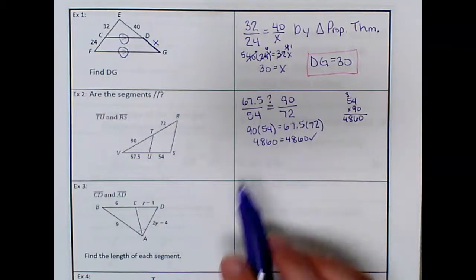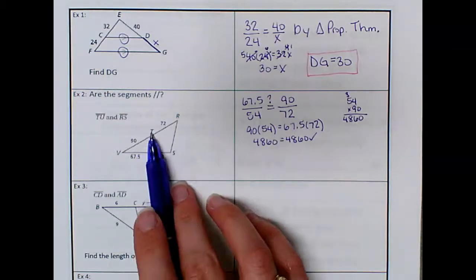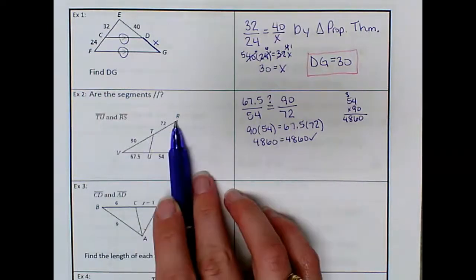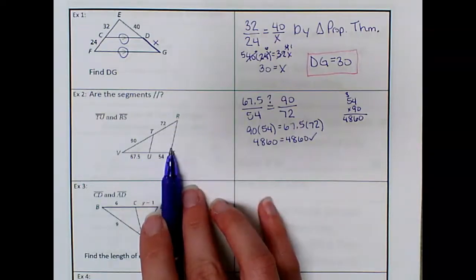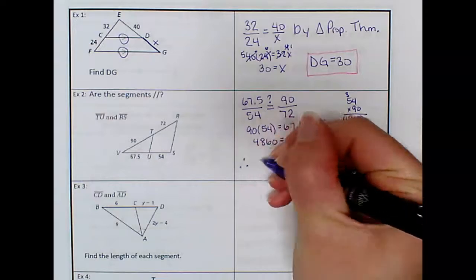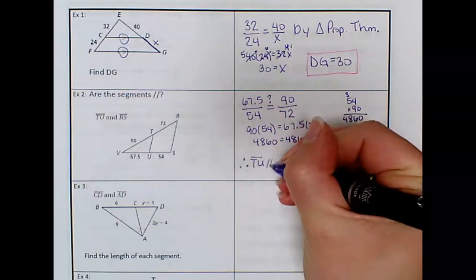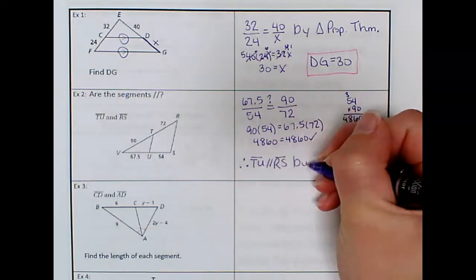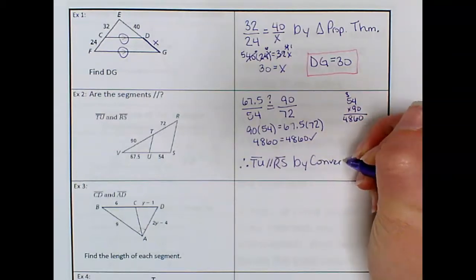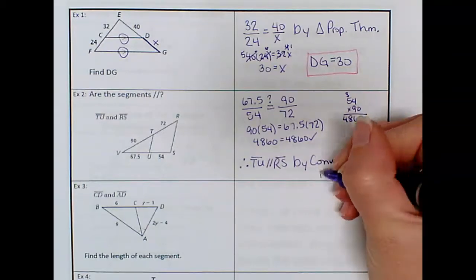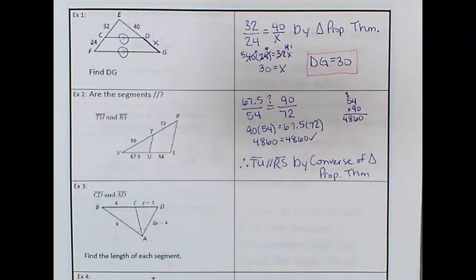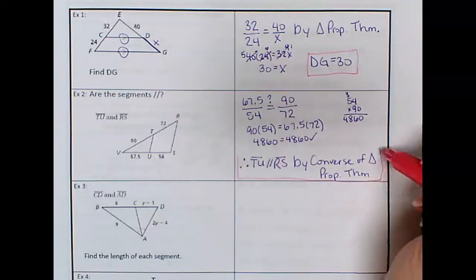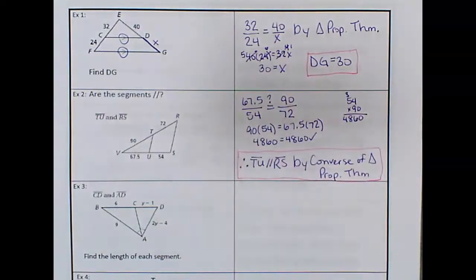And by the converse of the triangle proportionality theorem, if this line divides these 2 sides proportionally, then this line segment must be parallel to the third side. So therefore, TU is parallel to RS by the converse of the triangle proportionality theorem. Wonderful. Okay, let's look at example 3.